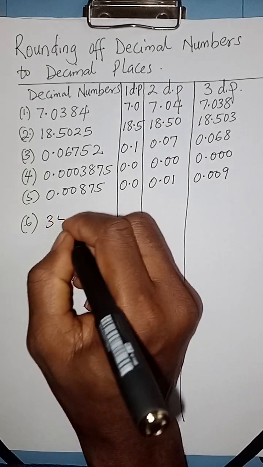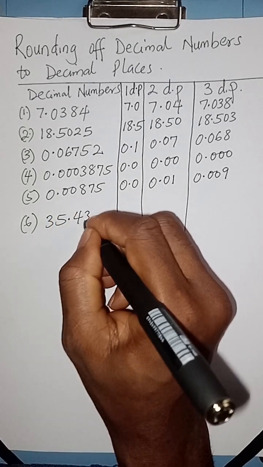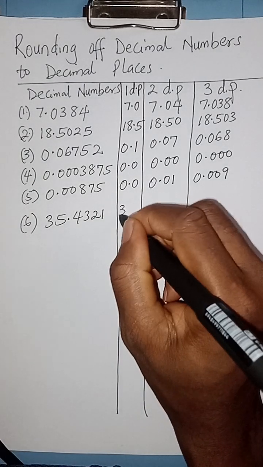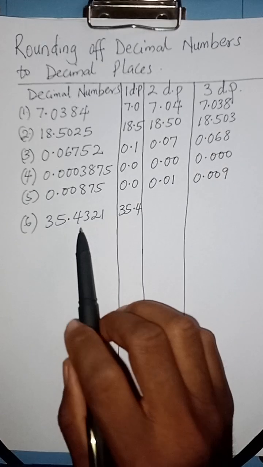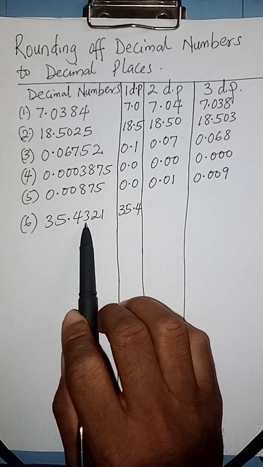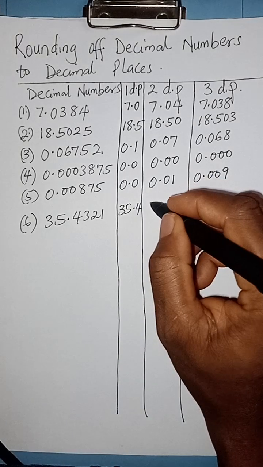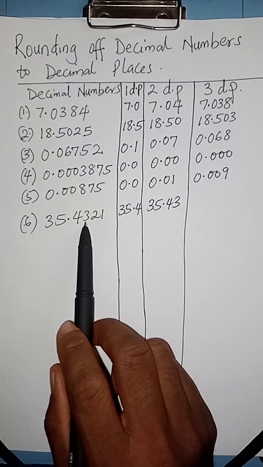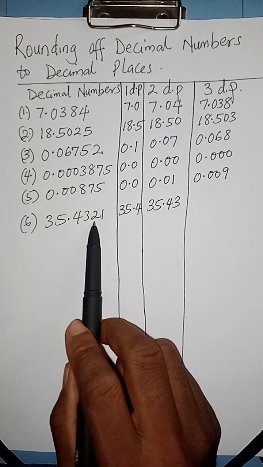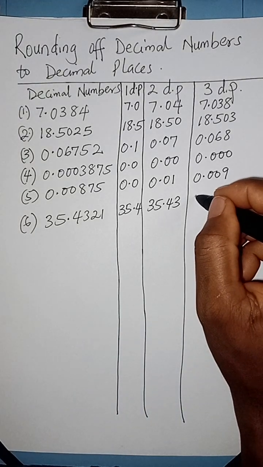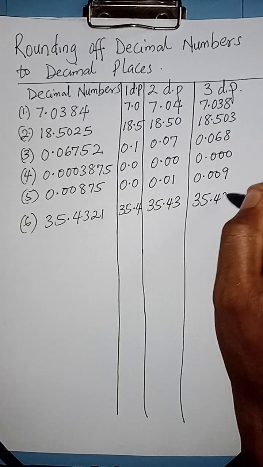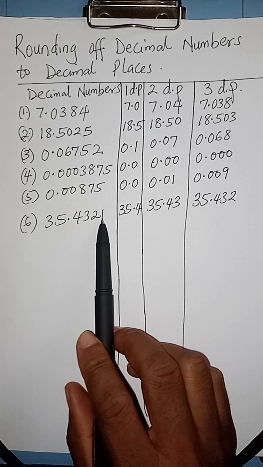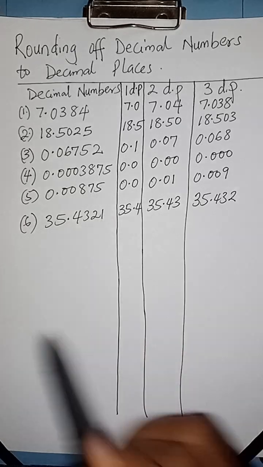And let's go to number 6. If I have 35.4321, to one decimal place is going to be 35.4. 4 because this is 3, so you round down. To two decimal places will be 35.43. 43 because after the 3, the digit is 2, so you're rounding down. And then to three decimal places will be 35.432. You have to write this 2 because the digit after 2 is 1, so you round down.